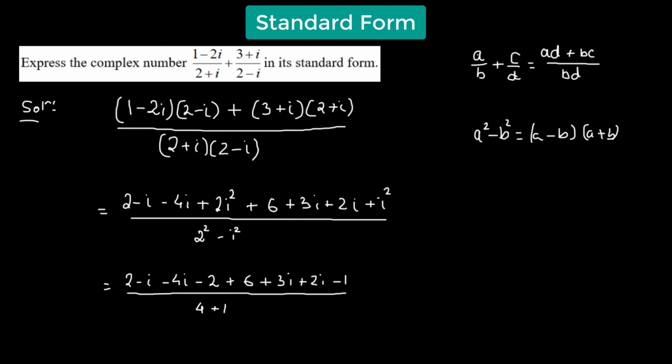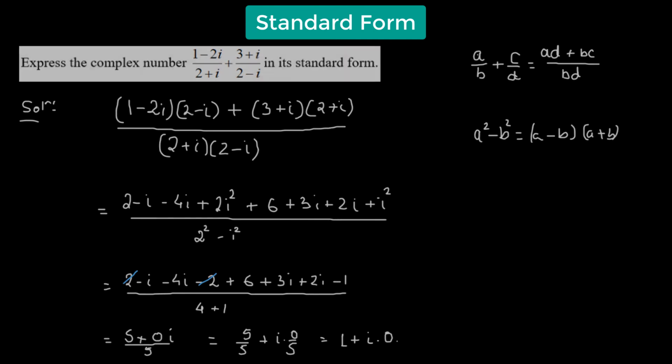And let's finally add all the real parts. So the 2 and −2 will cancel out. Then we are left with 6 minus 1, which will be 5. Then we have −i, −4i, that will be −5i. And we have positive 3i plus 2i, which is positive 5i. So that will give us plus 0i, divided by 5. This will finally give us 5 over 5 plus i times 0 over 5, or in standard form, we can say it's simply 1 plus i times 0.